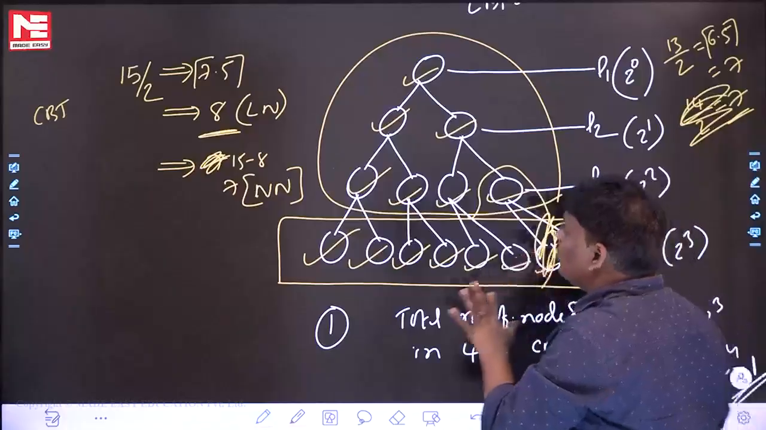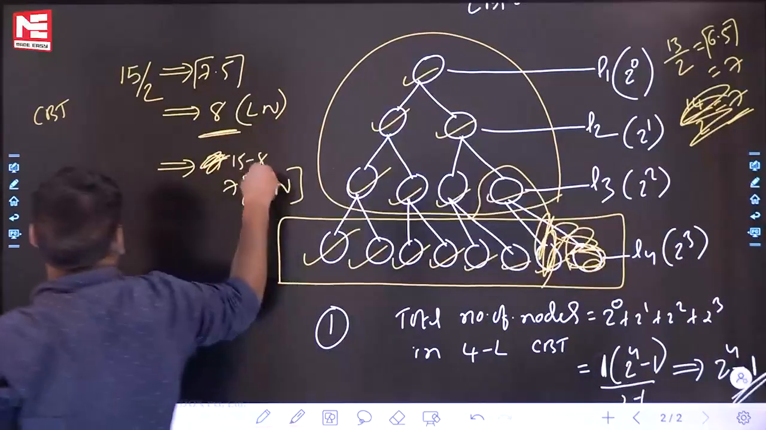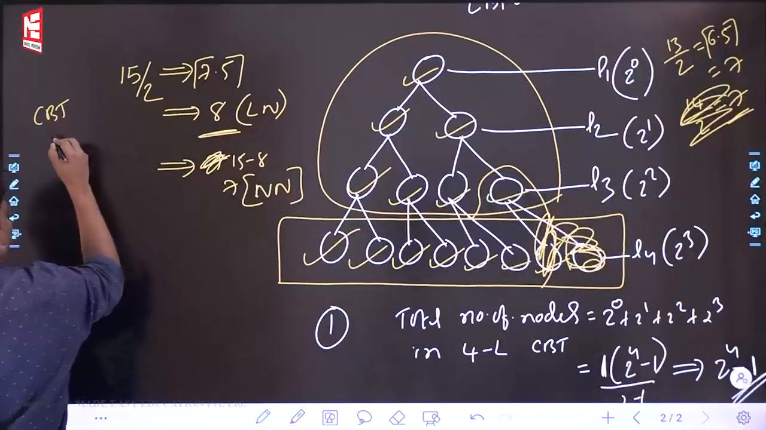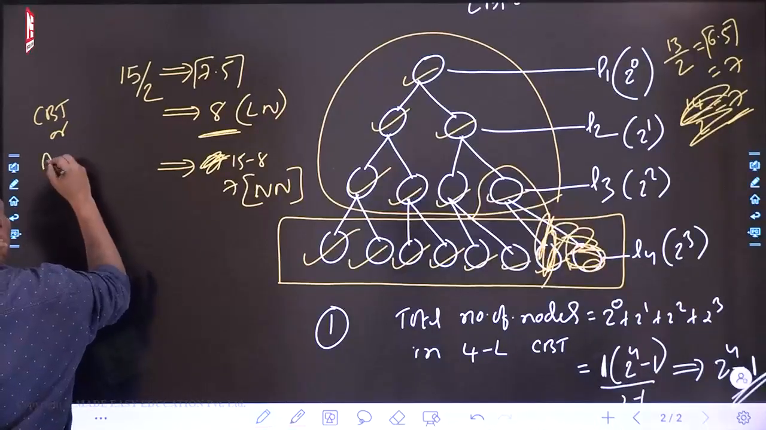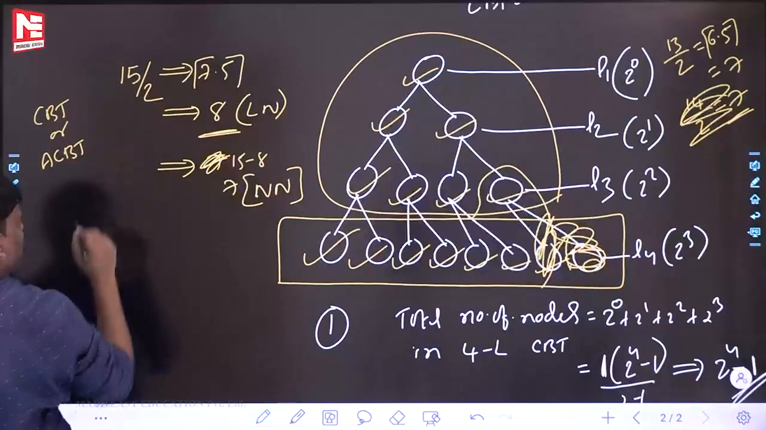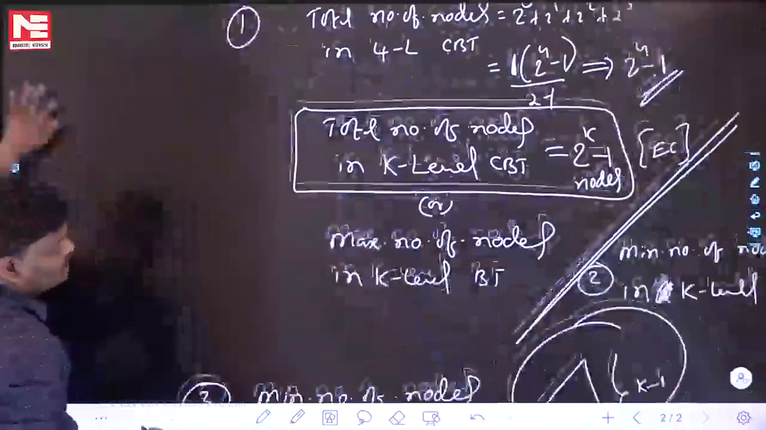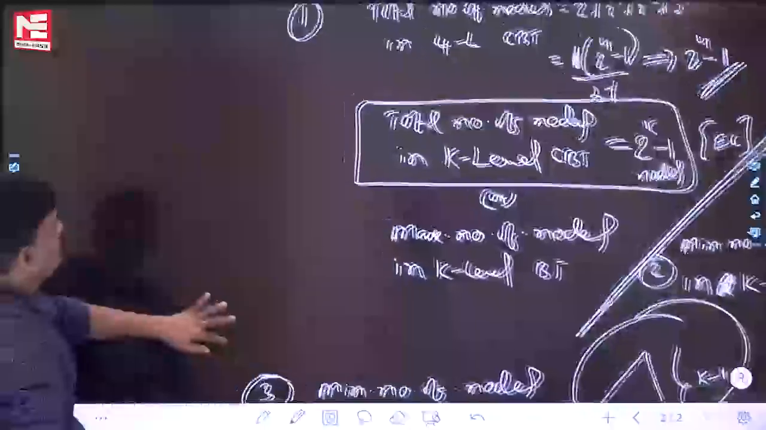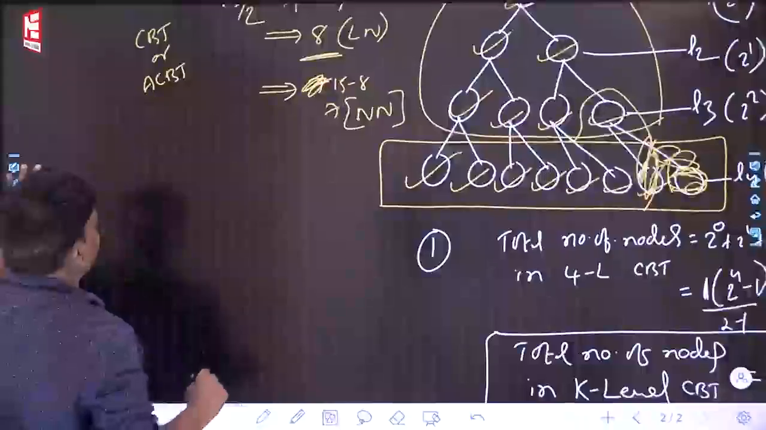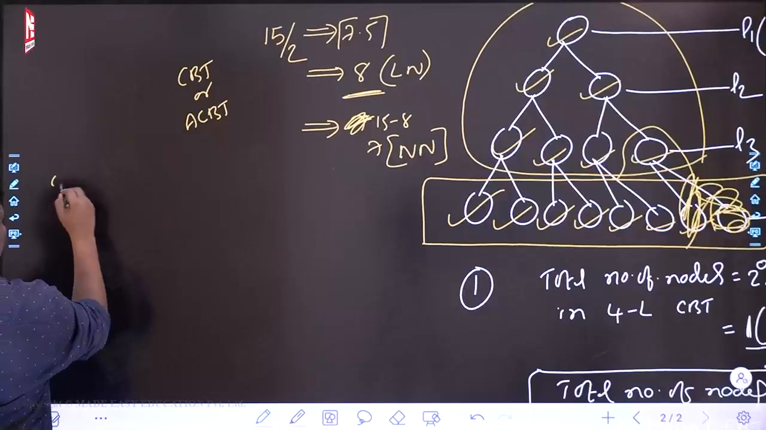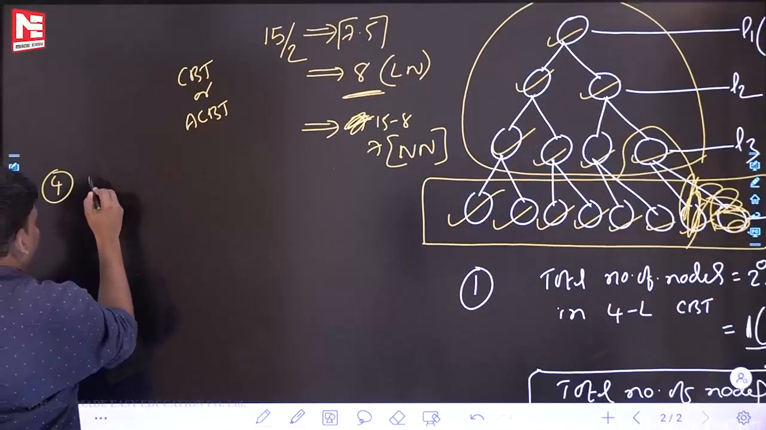Now, what I want to say indirectly is that the discussion I have done until now is not only for complete binary tree, for almost complete binary tree also it will work. Let me write the note. Until now, how many points have I completed? 3 points I completed. See the 4th point now.